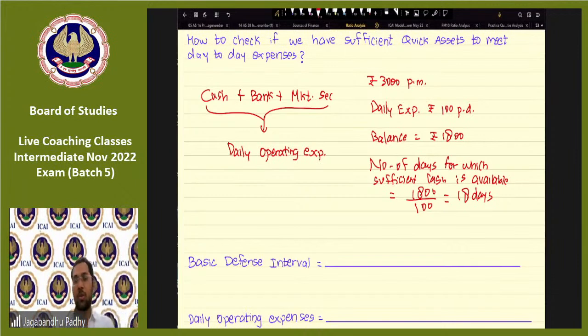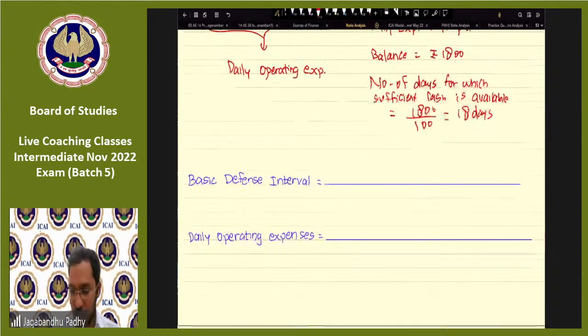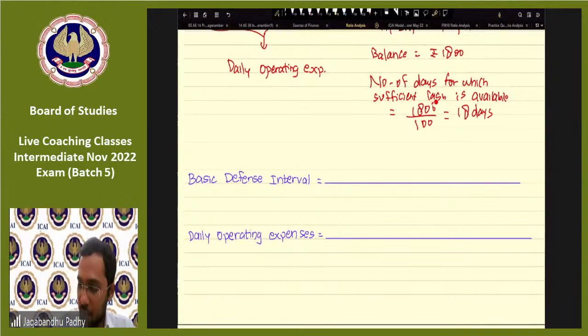Okay. So those three we have to use for the purpose of daily operating expense. Cash, bank, marketable securities, those are going to be used for daily operating expense. So I want to know how many days of such cash, bank, and marketable securities do we have? So first up, that same funda that you said over here, 1800 divided by 100, that same thing I'm asking over here in terms of basic defense interval.